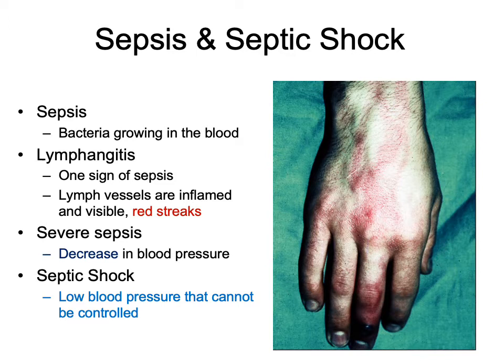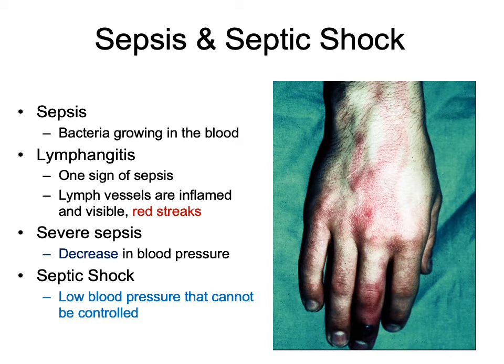Sepsis and septic shock are very important concepts that we need to learn about. Sepsis is bacteria growing in the blood. That means that it's replicating in the blood and has the ability to flow throughout the body. Lymphangitis is one sign of sepsis. Lymph vessels can become inflamed. There's great inflammation within the lymph vessels themselves, and there may be a greenish tinge to the skin or visible red streaks may be showing.